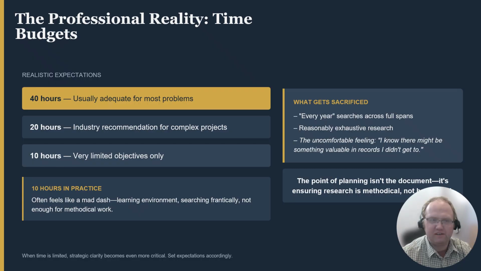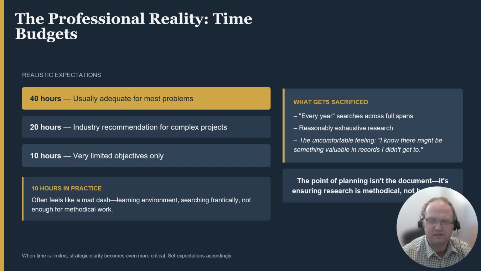The professional reality. I keep mentioning what it's like to be a professional, but here are some notes. Here's an honest budget about time constraints. 40 hours, that's like a full week, and you'd be extremely lucky to get it. It's usually adequate for all but the absolute most complex problems. Usually it's adequate time to solve multiple problems, extend the pedigree multiple generations, assuming that you don't encounter any unusual road bumps.